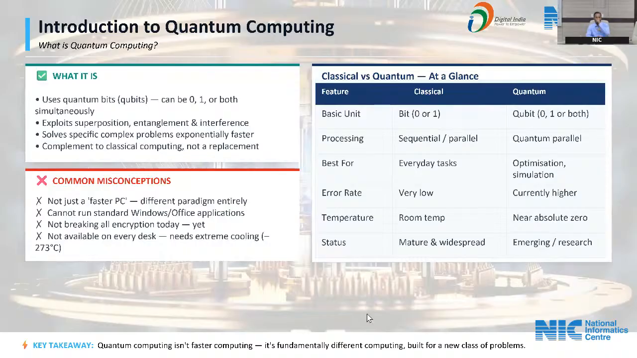Classical is best for everyday tasks, but for optimization and simulation problems, quantum computing is used. In classical, we have a very low error rate, but quantum is prone to higher error. Classical computers work at room temperature, but for quantum, we need very low temperature. Classical is very widespread, but quantum is under research.